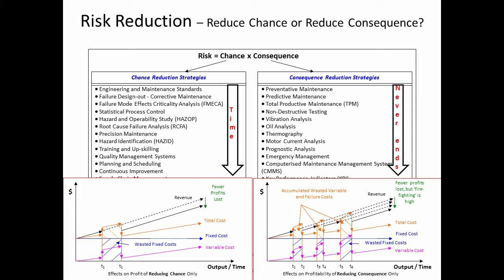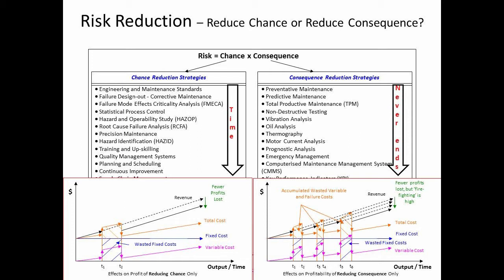All the things we do in a business, all the things we do in maintenance, all the things we do in operations, we can categorise either as consequence reduction choice and strategies or chance reduction strategies. So what I've done here is have a look at a range of tools and techniques and methods that we've used across industry for a long, long time now and categorise them into either reducing the losses should an event occur or preventing the event in the first place.